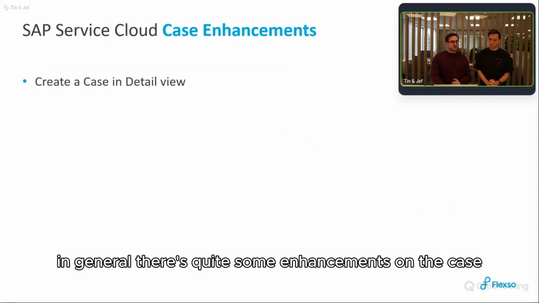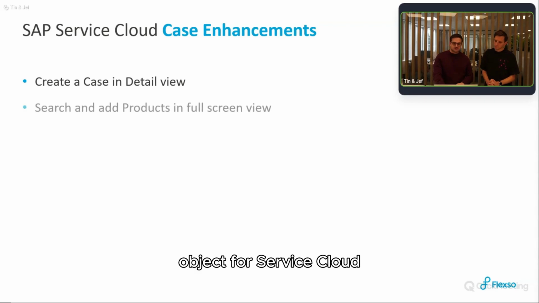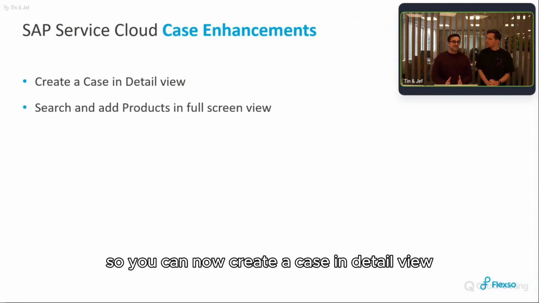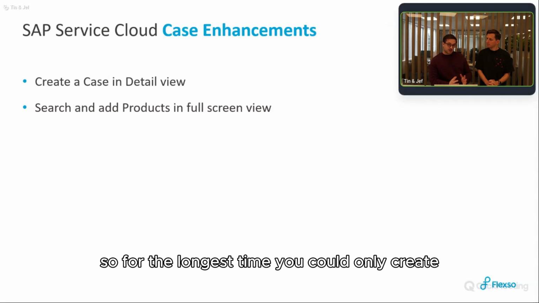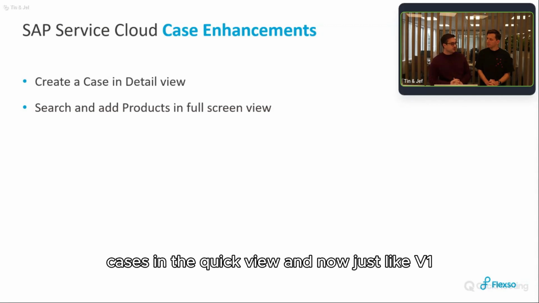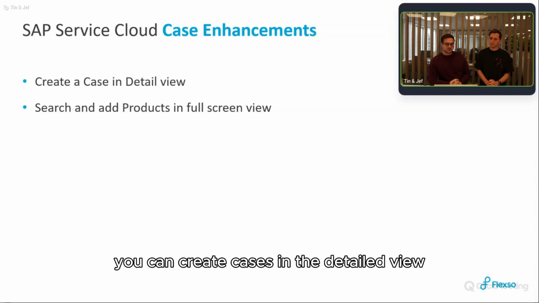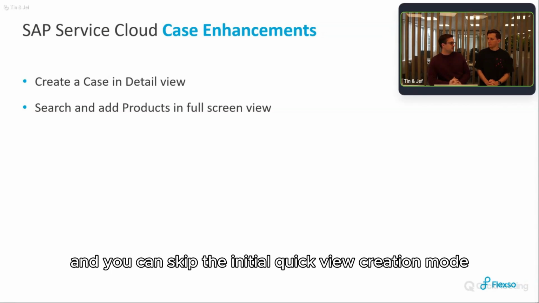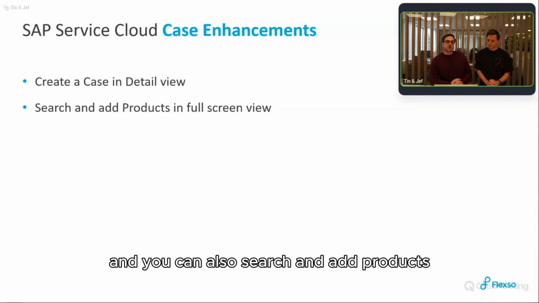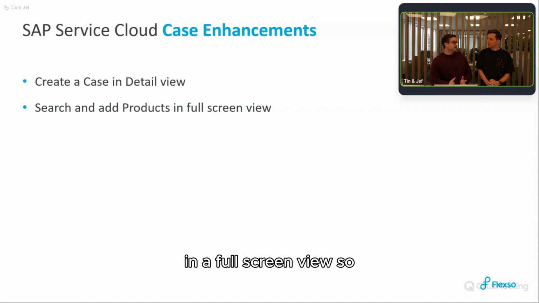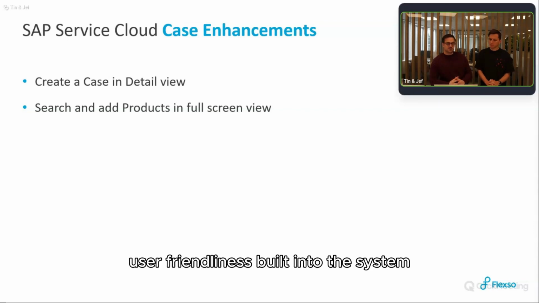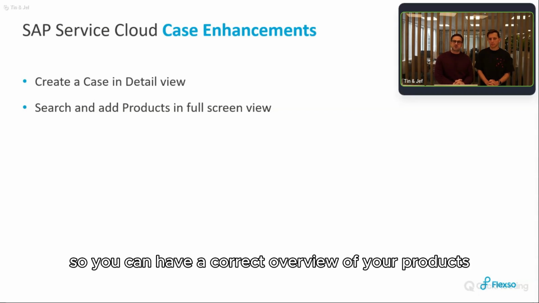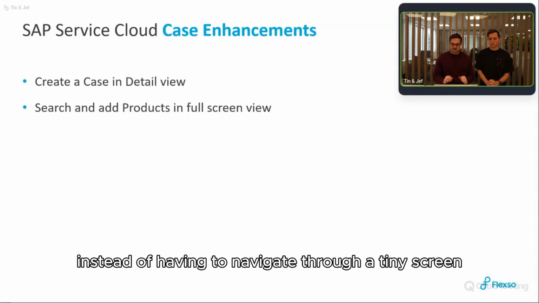In general, there's quite some enhancements on the case object for Service Cloud. So you can now create a case in detail view. For the longest time, you could only create cases in the quick view. And now, just like V1, you can create cases in the detailed view, which offers a lot more fields, and you can skip the initial quick view creation mode. You can also search and add products in a full screen view. So there's also a bit of user friendliness built into the system, so you can have a correct overview of your products instead of having to navigate through a tiny screen.